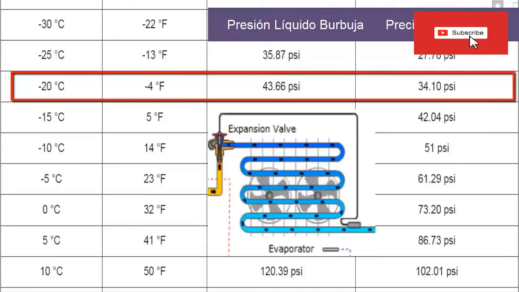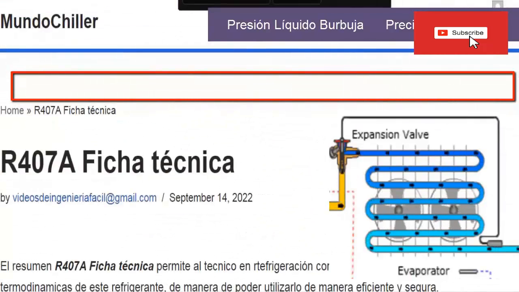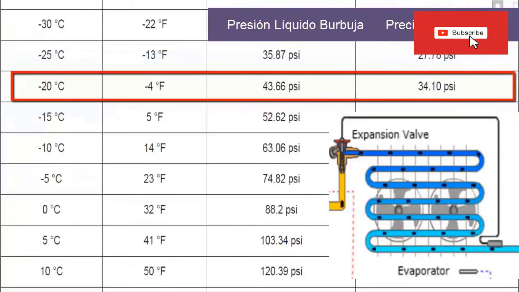Thus, for example, to achieve a temperature at the inlet of the evaporator of minus 20, an absolute pressure of 43.66 psi must be kept in low. On the other hand, if you require the same minus 20 degrees at the evaporator outlet, then you must work with an absolute low pressure of 34.10 psi. Remember to find the low pressure you should read on your manometer, subtract from these values the atmospheric pressure of the site where the equipment is located. For quick calculations you might take 14.7 psi.